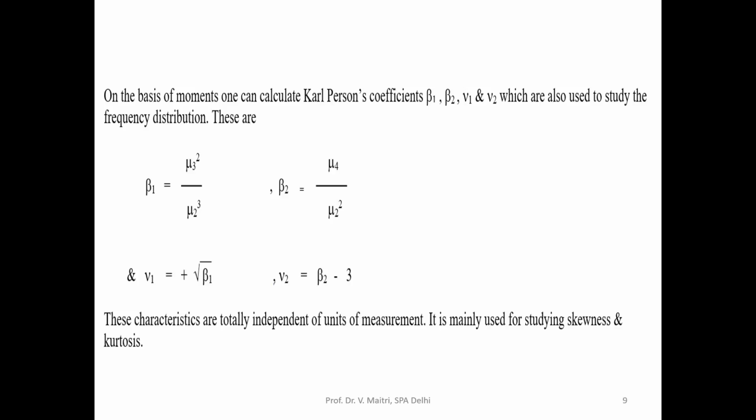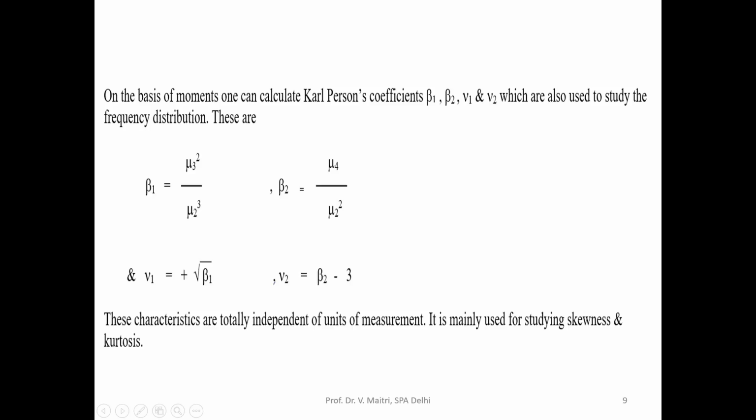So on the basis of moments, one can also calculate the Karl Pearson coefficients, which are given by beta 1, beta 2 and nu 1 and nu 2. And this we can also use for studying the frequency distribution. These are: beta 1 is equal to mu 3 squared divided by mu 2 cubed, and beta 2 is mu 4 divided by mu 2 squared, and nu 1 is the square root of beta 1 and nu 2 is beta 2 minus 3.